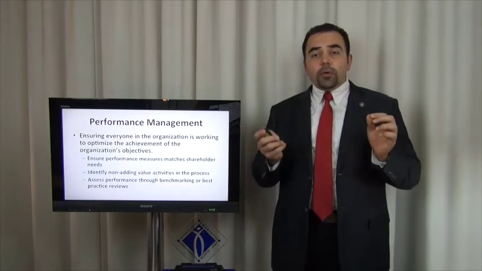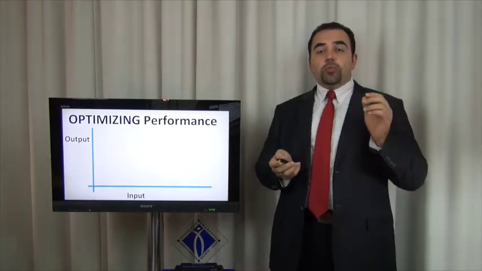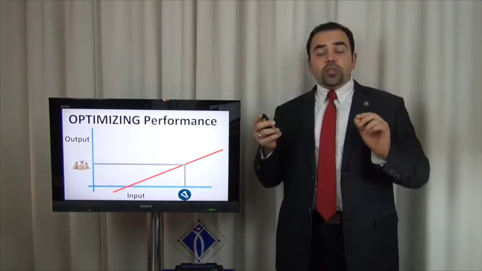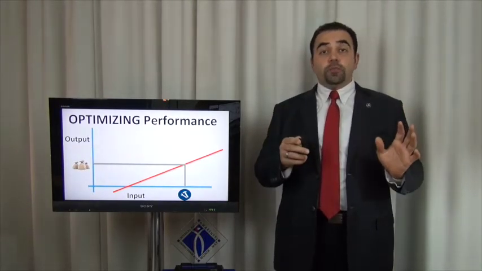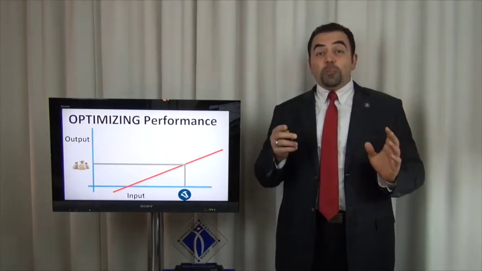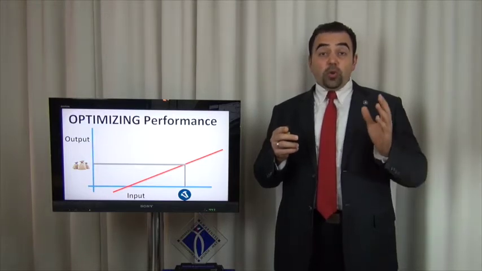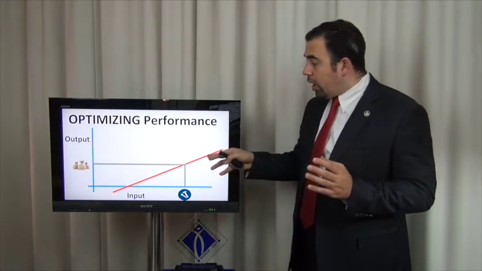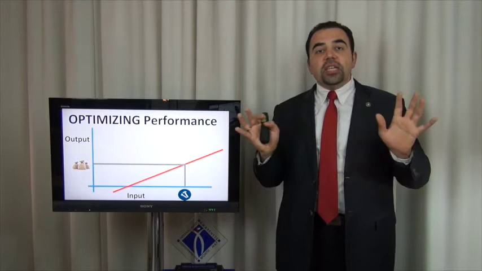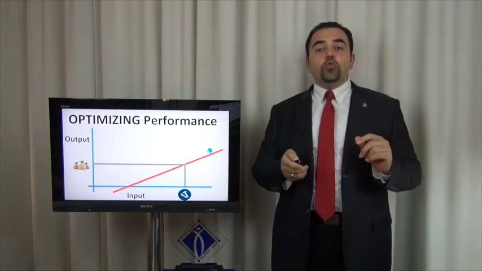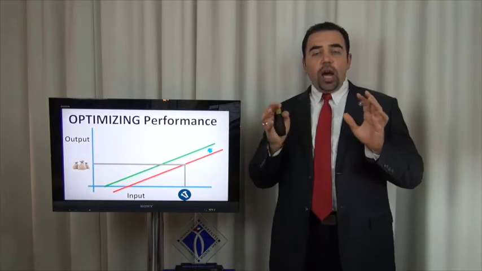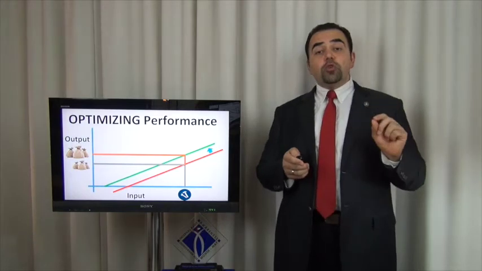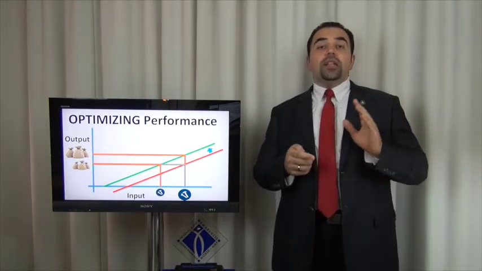When we speak about performance optimization, first we look at our production line. So we can see that for certain input, we get certain output. Now, what will happen if you want to improve your output? The only way is to go along the line and improve your output. And this is not exactly what we want to do. What we want is a shift. We want to shift our production line so that for the same input we get higher output, or for the same output we need less input.